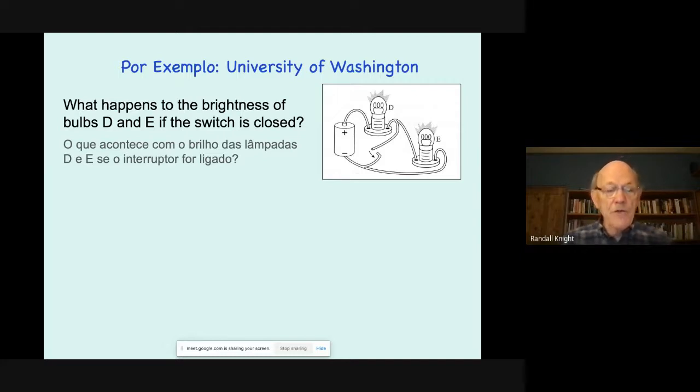They don't have to know anything about being able to understand a circuit diagram because you can see the actual picture of a battery and two light bulbs that are glowing. At the moment, they're in series, but we're going to close a switch. And the question is, when you close the switch, what happens to the brightness of these two bulbs? And so, same kind of setup.